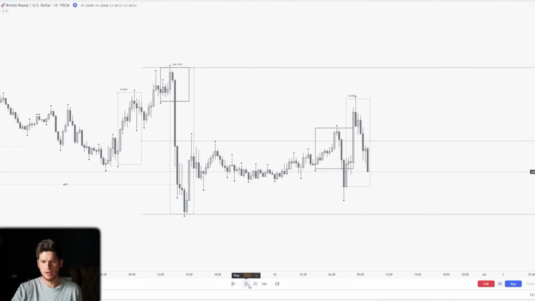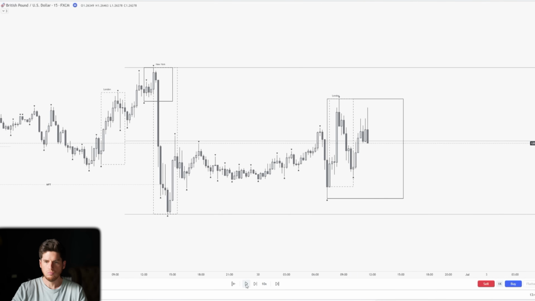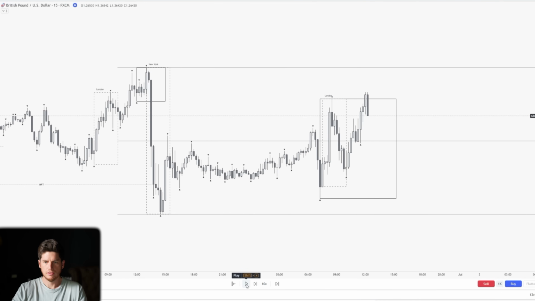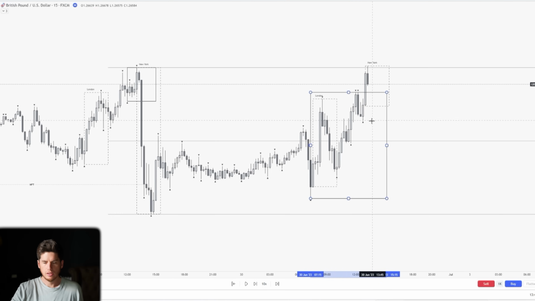And like I say, it's a very tight range on the 4-hour. So it wouldn't really surprise me if we didn't get any opportunity this day. But you never know with bar replay, right? Play this forwards. Okay, and New York kill zone kicks off and takes that 4-hour high basically immediately.